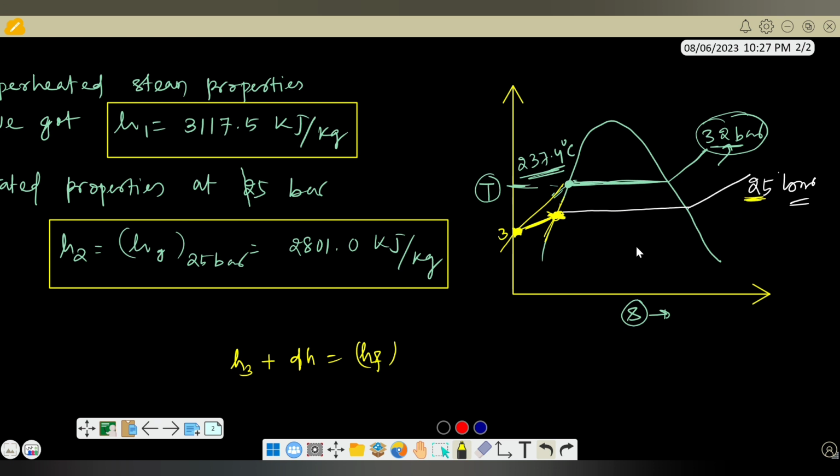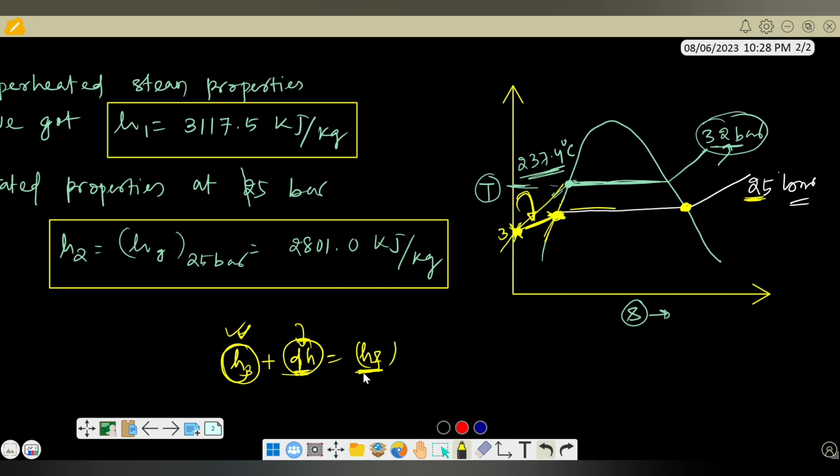Is it clear? Initially the enthalpy was at this point, and now I added some enthalpy to it. After adding the enthalpy, I reached this saturated point. Obviously the exit point will be this one, and at this exit point the temperature is equal to this point, so I can find it from this. So H3 was the point, then I added dH, and now this is Hf. We want to find H3, and if I know these two values, then I can find the value of H3, right?